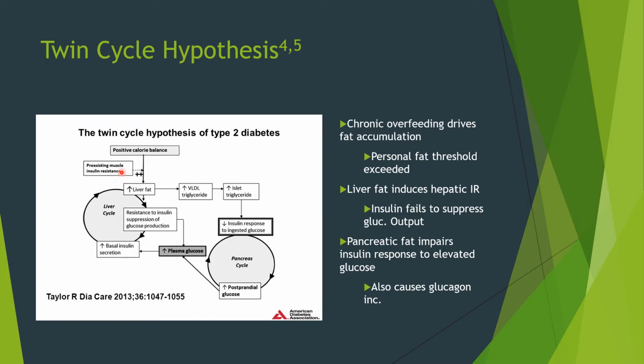The energy has to go somewhere, so we initially begin dumping it into the liver. Now, before we move on, it's important to point out that there are some acute things that we can do that can reverse pre-existing muscle insulin resistance.